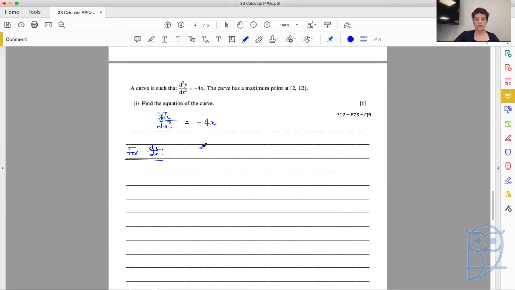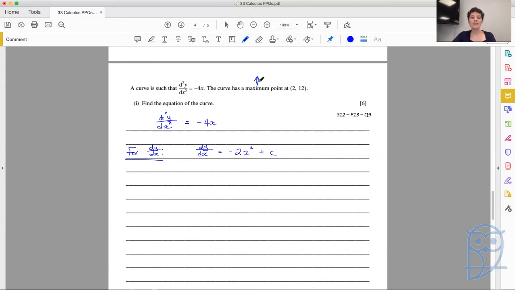We have to integrate both sides. So dy by dx: integrate the second derivative, you get the first derivative. Equals minus 4 over 2, so minus 2x squared plus c. Now we're not going to put (2, 12) in here because (2, 12) here is x and y. So that's not going to help us. We need to know about gradient. We have a relationship here between gradient and x.